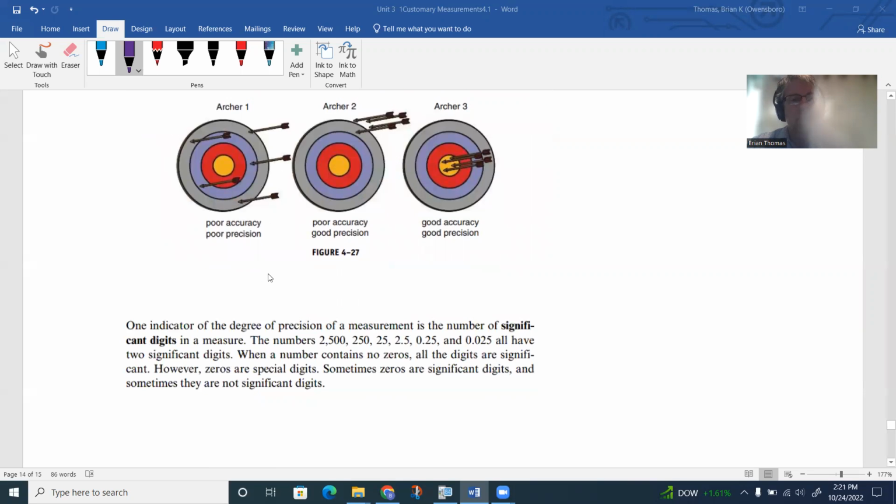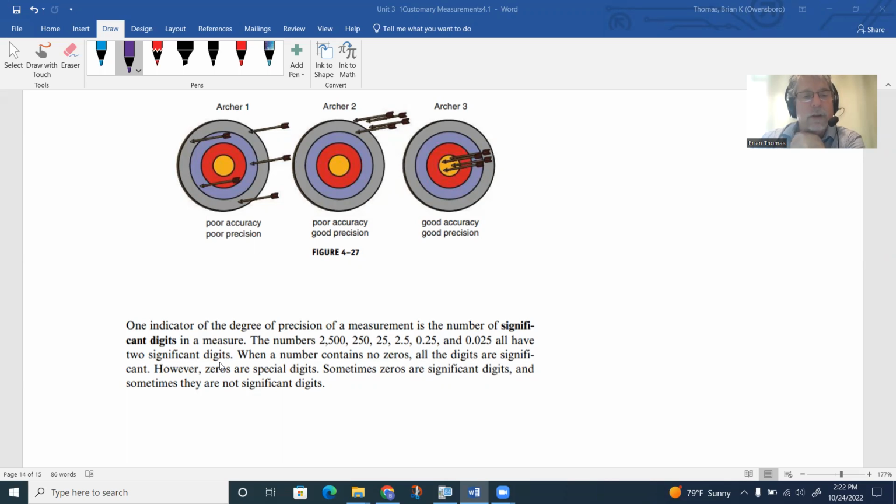So when it comes to precision, what we use are what we call significant digits. Significant digits get a little tricky to define. This is saying the degree of precision of a measurement is the number of significant digits. So we look at the numbers: 2500, there are 4 numbers present. 250, there are 3 numbers present. 25, there are 2 numbers present. 2.5, there are 2 numbers present. 0.25, there are 3 digits present. 0.025, there are 4 digits present. But the catch is they all have 2 significant digits.